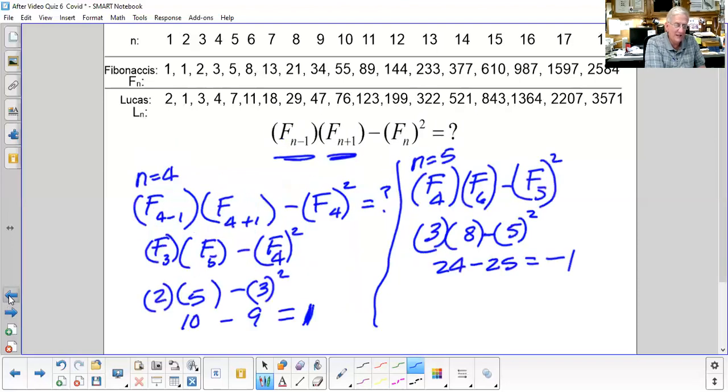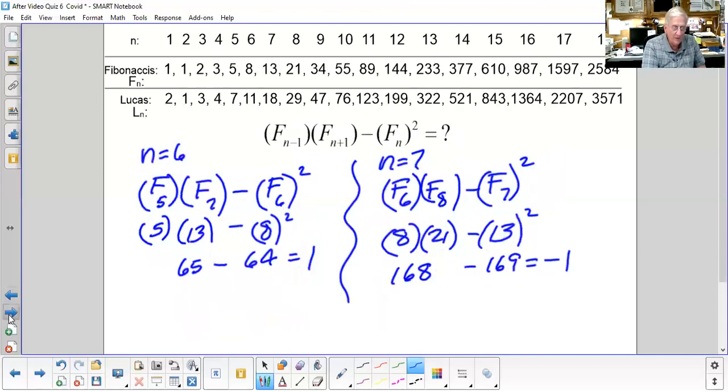Let's go back here to the last thing where we started it. We got 1 if n was 4. If n was 5, we got negative 1. For n was 6, we got 1. For n was 7, we got negative 1. So what do you think the rule is here? What do you think is the pattern? Well, if the value of n is even, we're going to get a positive 1 for the answer. If n is an odd number, we're going to get a negative 1.